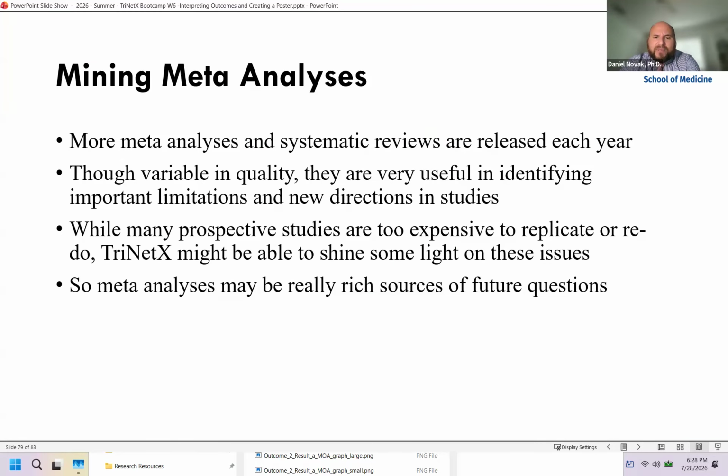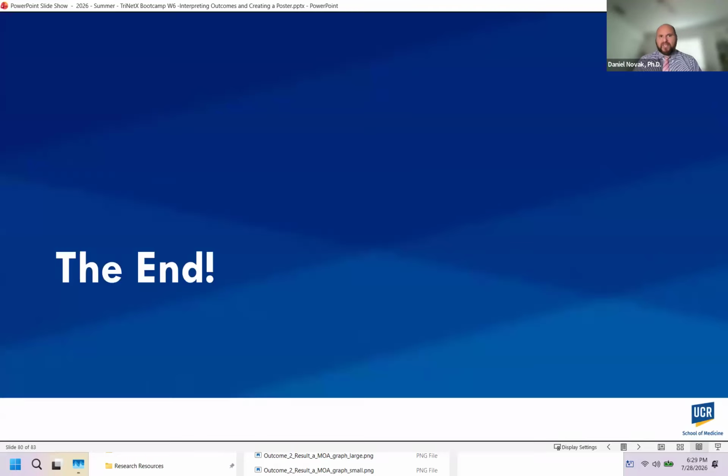So meta-analyses might be a really rich source of future questions, and going back and mining them might be a great way to help continue making sure we're using this bountiful platform in the most efficient ways possible. So that's it.